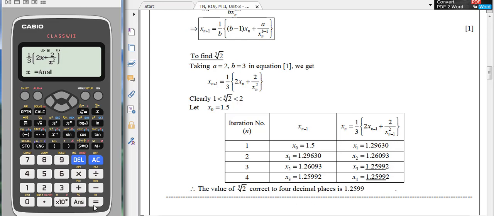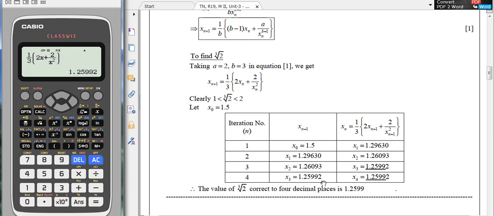the previously obtained x value, so that the next approximation can be obtained as 1.26093. And once again, to get the next approximation, operate the calculate key and then press the answer key and then the equal to key 2 times, so that it provides the next approximation value as 1.25992.